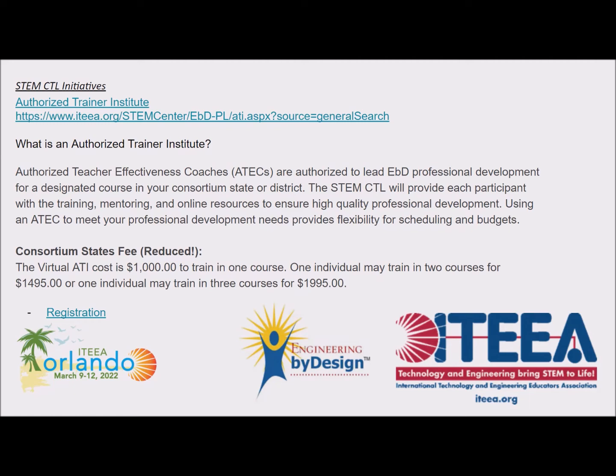Because you are a consortium state, the fees are substantially reduced, and essentially it's a workshop that's done over the course of a weekend, not infringing on the school week. It's a Friday evening, a Saturday, and a Sunday. And you do get 24 professional learning hours from it.